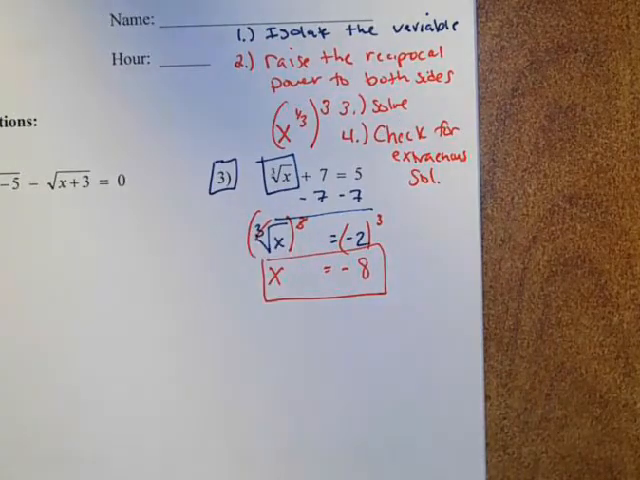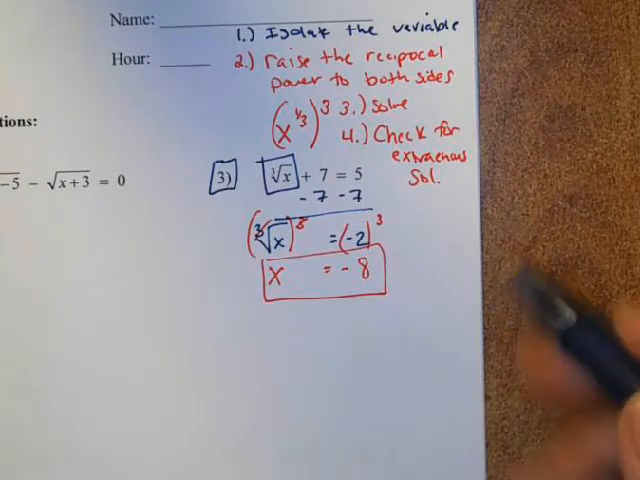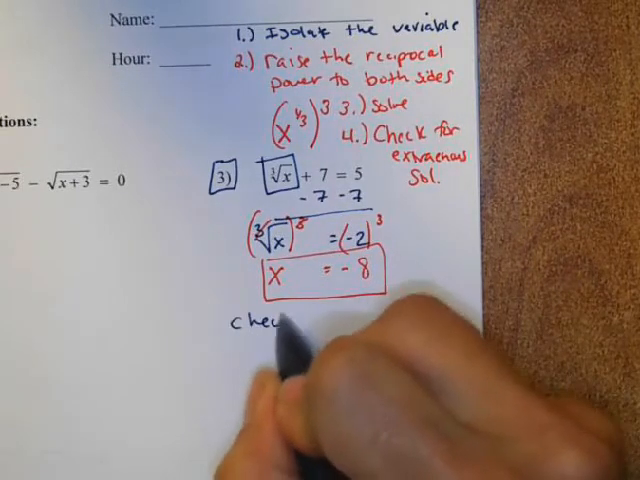With the cube roots and the odd roots, it's not going to be as big of a deal, but with the square roots for sure, because you can only take the square root of a positive number. So I am going to throw this check down here.